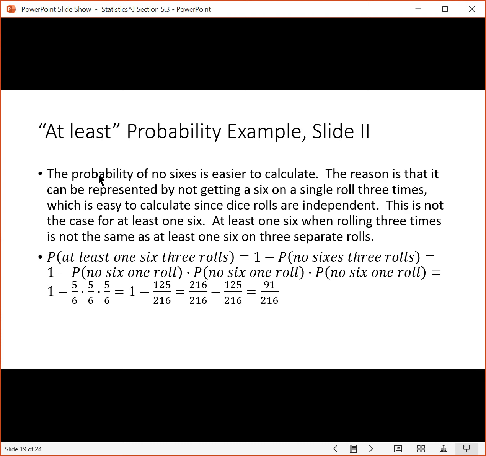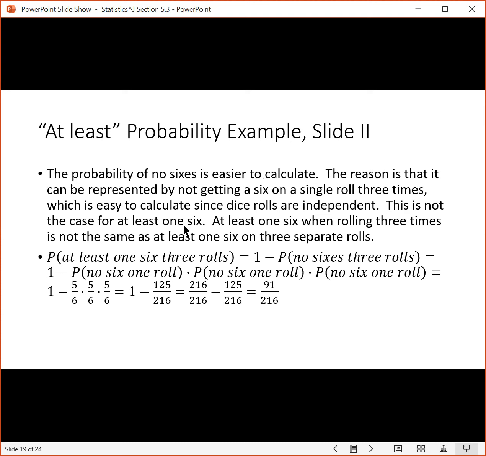Okay, those are the same. If you think about it, probability of no sixes means you roll a dice 3 times and none of them have sixes on them. So you can find not getting a 6 on a single roll 3 times. And that's easy to calculate because the dice rolls are independent.